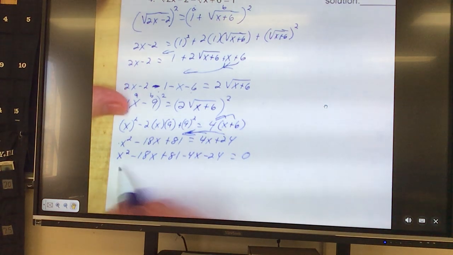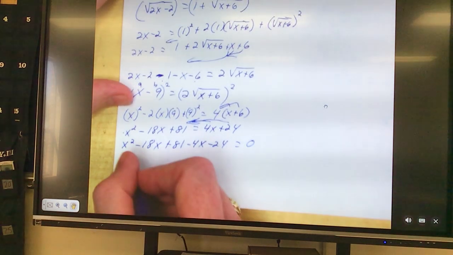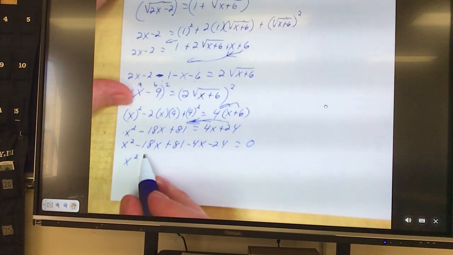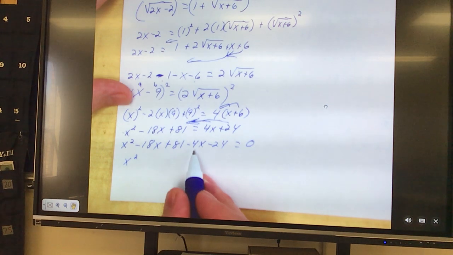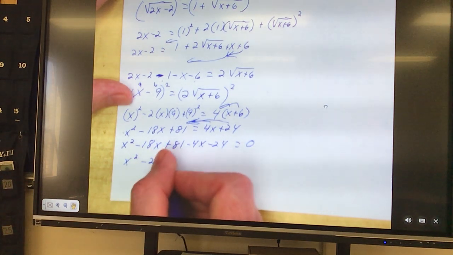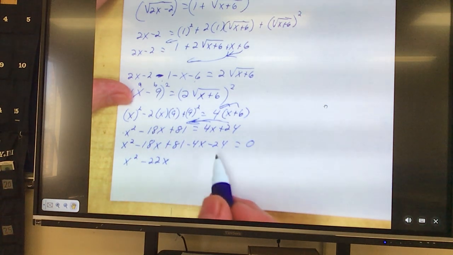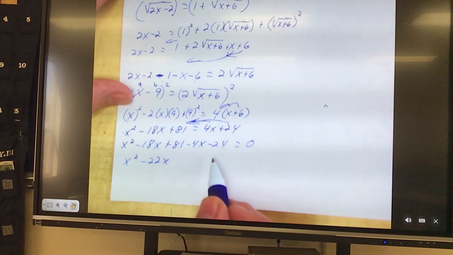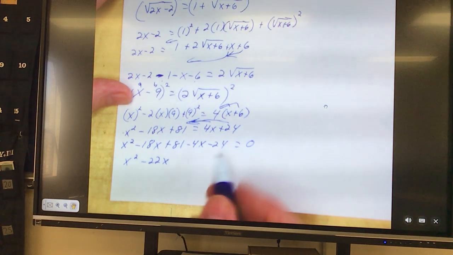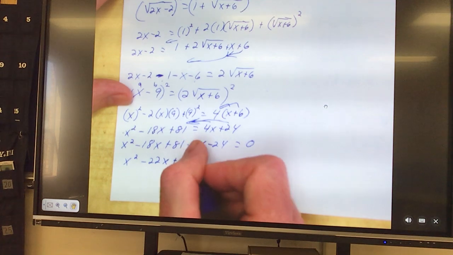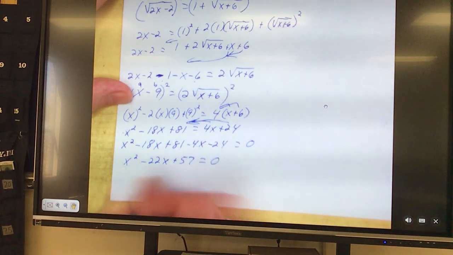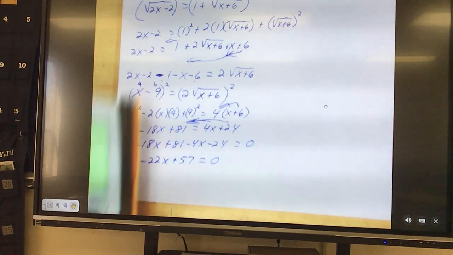So I'm going to clean it up just a bit. So that's x squared, and I have negative 18 minus 4 more is negative 22x. I have 81 minus 24. 81 minus 24 is 57 equals 0. I'm going to plug that in my calculator into the graph.